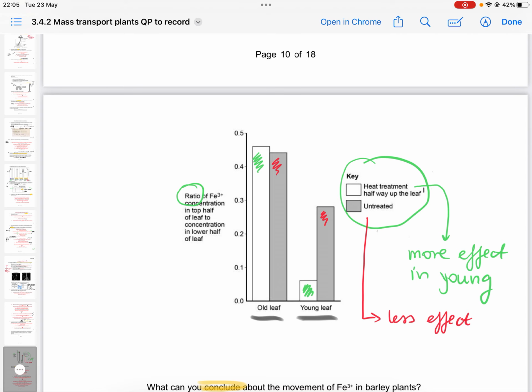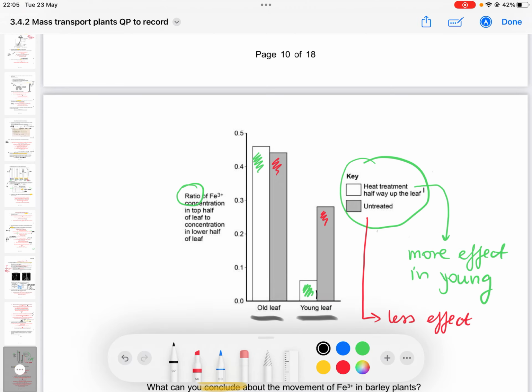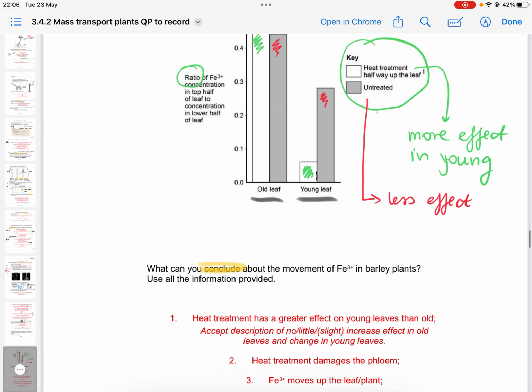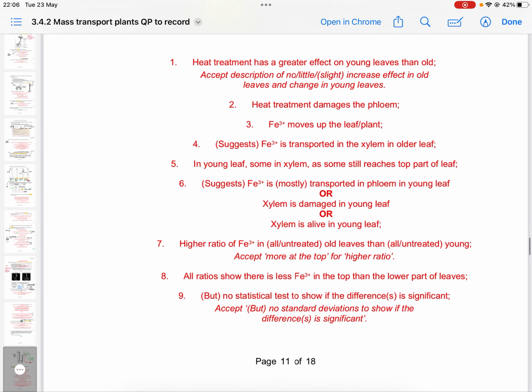So what I've highlighted with the green over there, it's the effect. So the heat treatment on the old leaves, and the young leaves were represented as the white bar. And what we can see clearly, it has more effect in young because there is a massive decrease. However, untreated then has less effect. As we can see here, the bars don't differ as such. Hence, our conclusion.